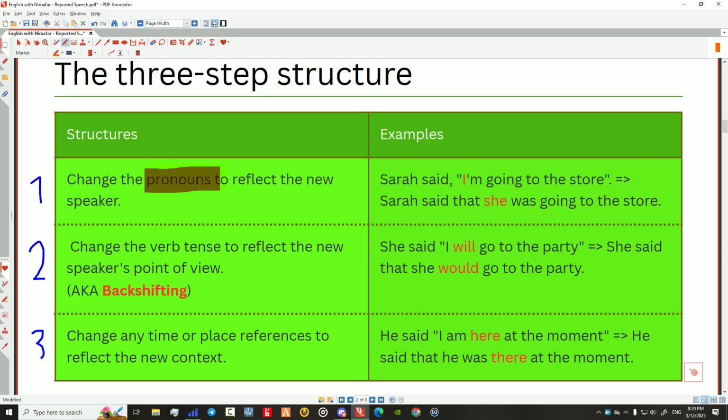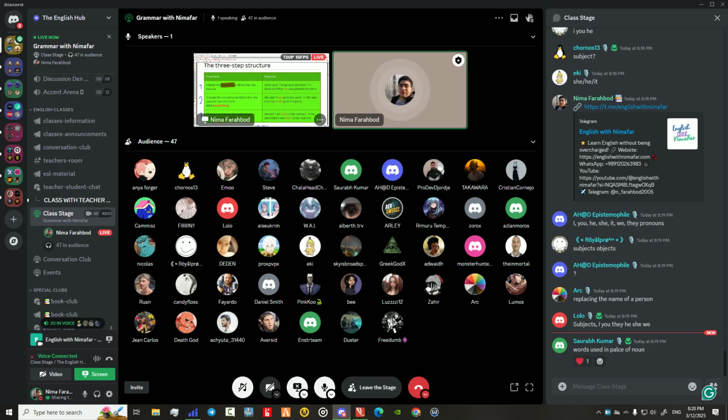Change the verb tense to reflect the new speaker's point of view, POV. We call it backshifting or backshift. This is a good definition here. So, for example, your friend told you something last week or yesterday or just an hour ago, and now you want to tell it to your friends. For example, he said, I'm studying chemistry now, 2 hours ago. So after 2 hours, is he still studying? After 2 days, is he still studying?